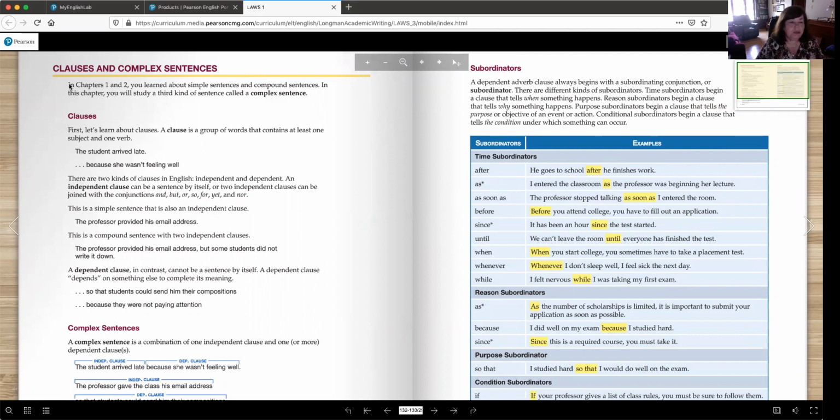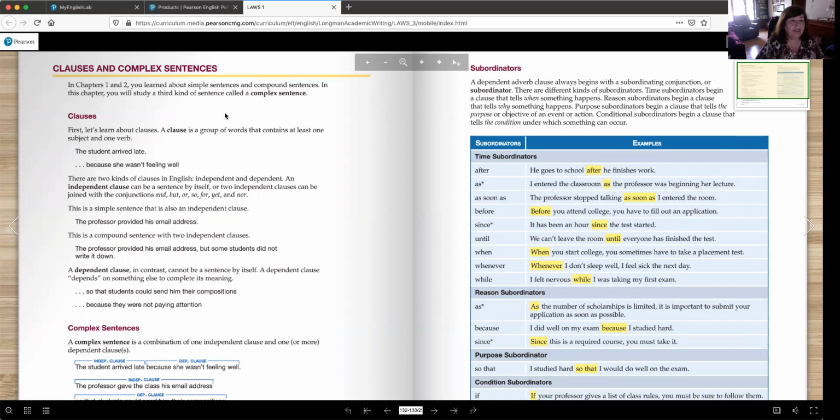So it says here on page 112 that in chapters 1 and 2, you learned about simple sentences and compound sentences. And in this chapter, you will learn a third kind of sentence, which is called a complex sentence. So you should remember all this, that with a simple sentence, you have one subject and one verb. Or you could have two subjects and one verb. Or one subject and two verbs. But in a simple sentence, you never have two subjects and two verbs. Those two parts of the sentence connected together with and, or, but, or so. That is a compound sentence, okay? So you should know all this.